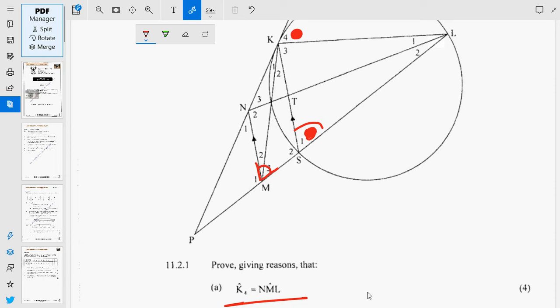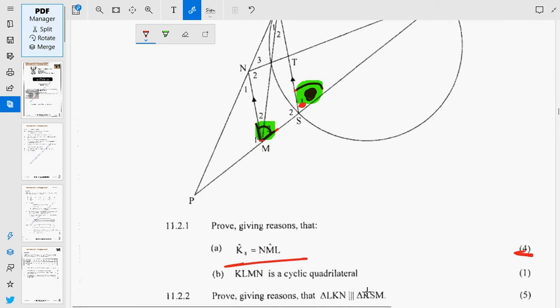Obviously, it sounds very short because I'm saying it. In an exam, you have to write it down. So let me use colors so that you can see. So K4 is equal to S1. That is by the tan-chord theorem. But S1 is equal to NML. That is by corresponding angles. So therefore, these angles are equal, and they are both equal to S1. So that is 4 marks in the bag. Let's move on to the next one.